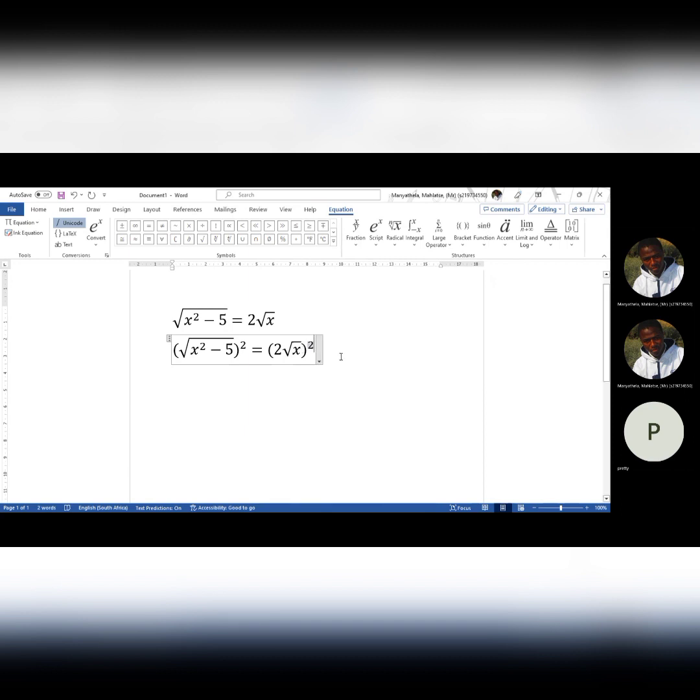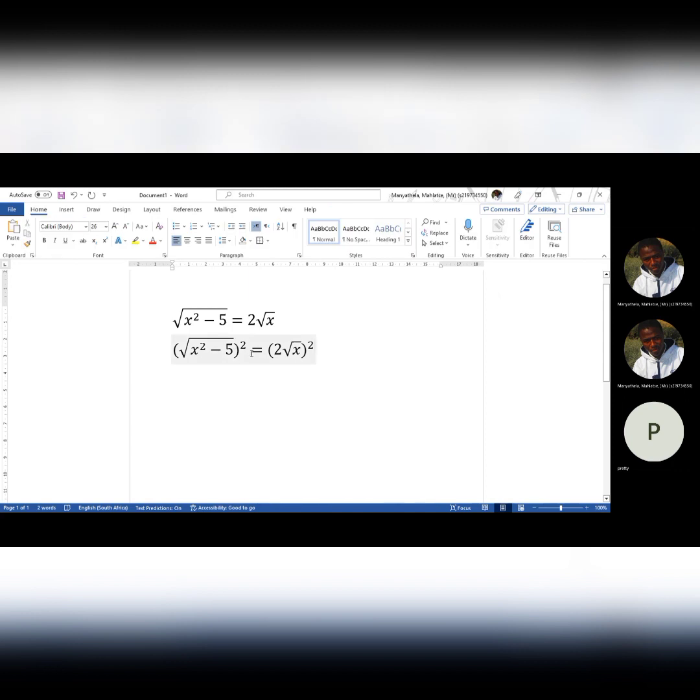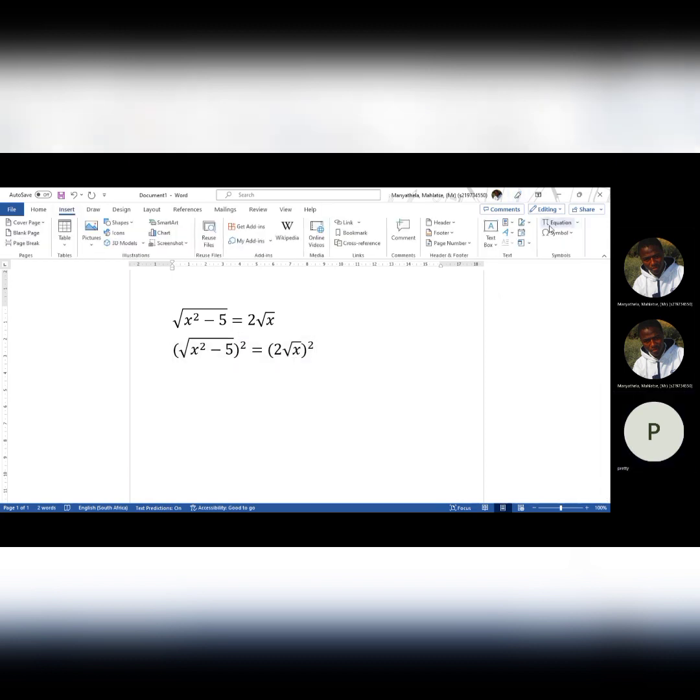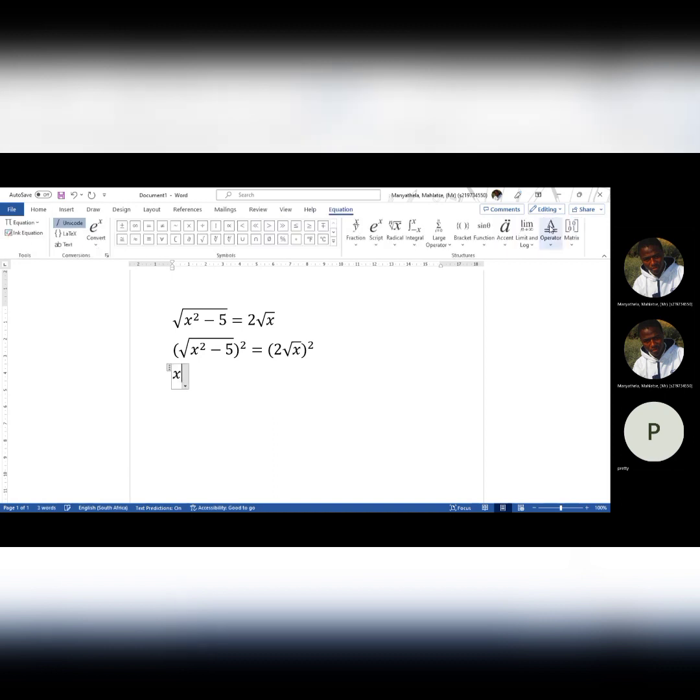Both sides. So squared over square root again. Okay. Squared over square root, then what remains? We remain with x squared. We remain with x squared minus 5, which equals the one on the right, the 2 with the square root.